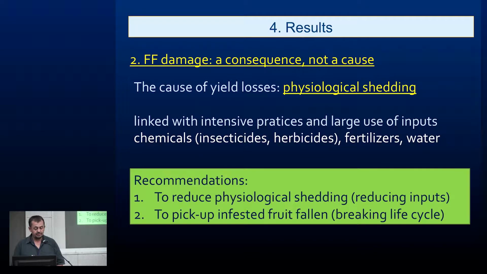So the first recommendation we gave to farmers was to reduce the physiological shedding by reducing the amounts of inputs, and mostly the amounts of mineral fertilizer, and in this fertilizer mostly nitrogen. And then the second recommendation was to pick up the infested fruit on the ground in order to break the life cycle, to reduce the level of population of the next generation of fruit flies.